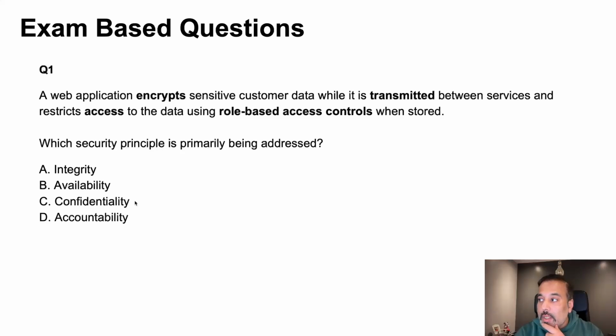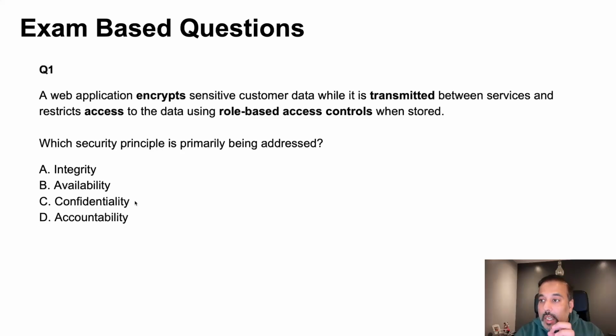So let's dive into the first question, which is: a web application encrypts sensitive customer data while it is transmitted between services and restricts access to the data using role-based access controls when stored. Which security principle is primarily being addressed? And then you have a couple of options over here: integrity, availability, confidentiality, and accountability.